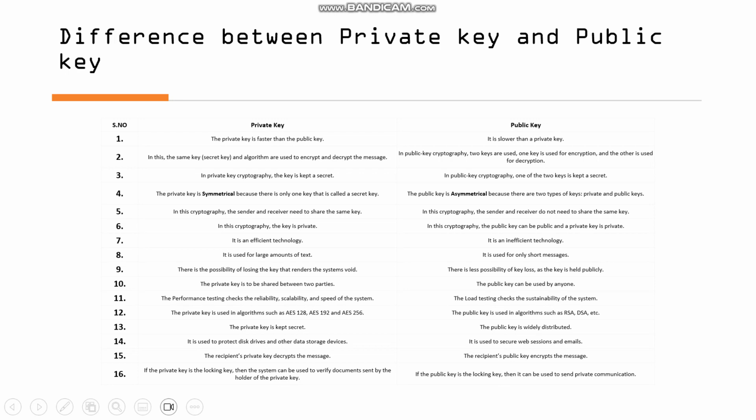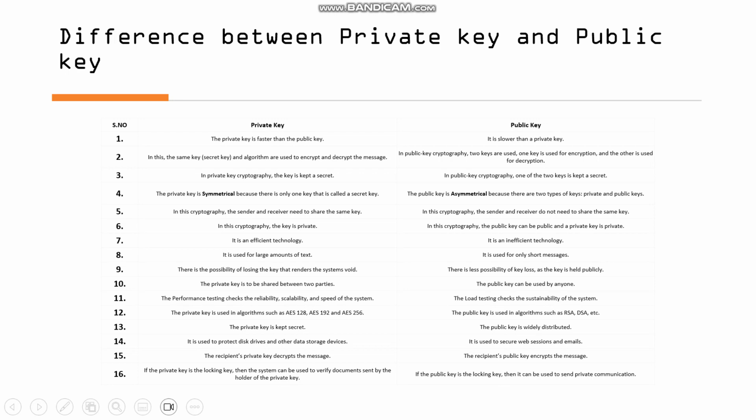The private key is used in algorithms such as AES 128, AES 192, and AES 256. The public key is used in algorithms such as RSA, DSA, ECC, etc. The private key is kept secret, the public key is widely distributed. It's used to protect disk drives and other data storage devices. It's used to secure web sessions and emails.